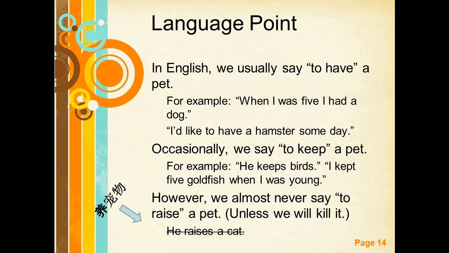Or I'd like to have a hamster someday. We can occasionally say to keep a pet, but it's not very common. For example, he keeps birds, or I kept 5 goldfish when I was young. So this is perfectly fine, it's just a little uncommon. Many English speakers, though, say to raise a pet.